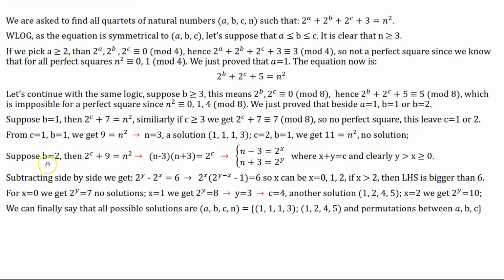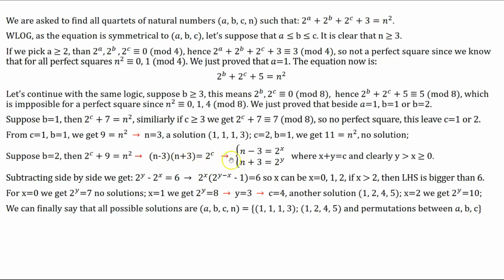Now, let's go to the case where b is equal to 2. In this case, this equation here would become 2 to the power c plus 9 is equal to n squared. Now, let's do some simple calculations over here, and we will get that n minus 3 times n plus 3 is equal to 2 to the power c.